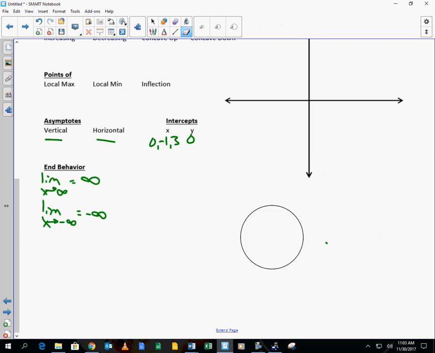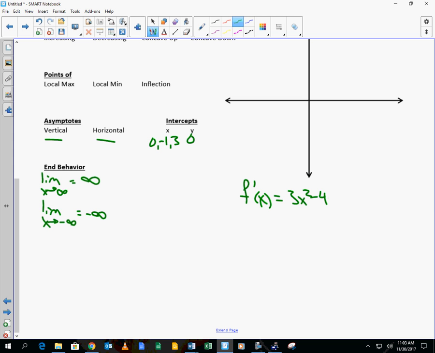We're all rolling well so far? Okay. It's time to do some derivative testing. F prime of x, first derivative. That'll tell me something about increasing and decreasing. What's the first derivative? Ooh, I don't really think that factors. What to do?